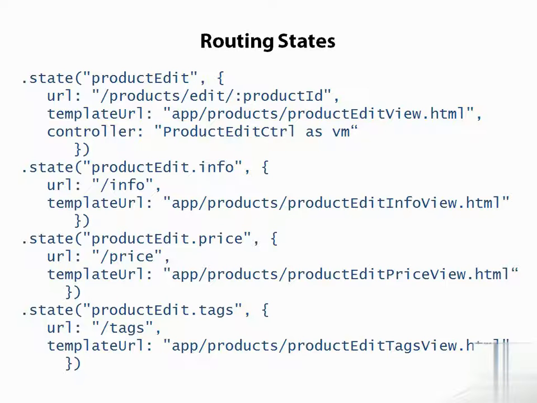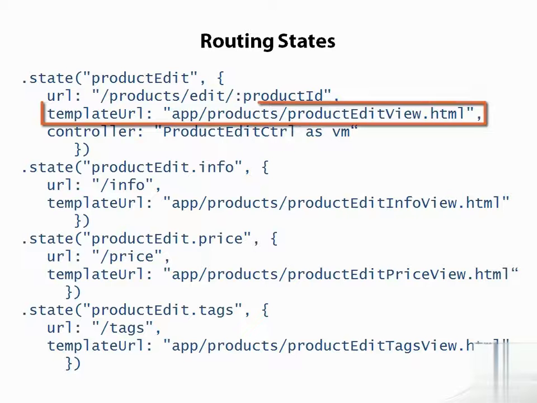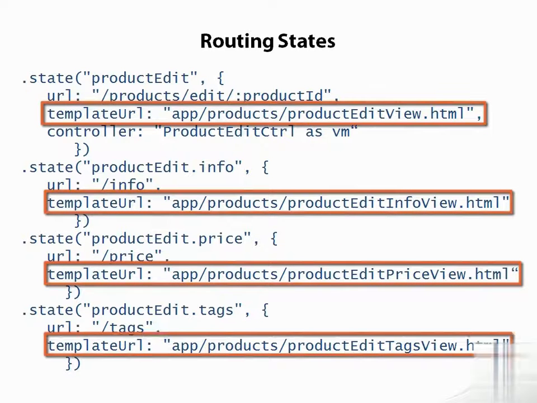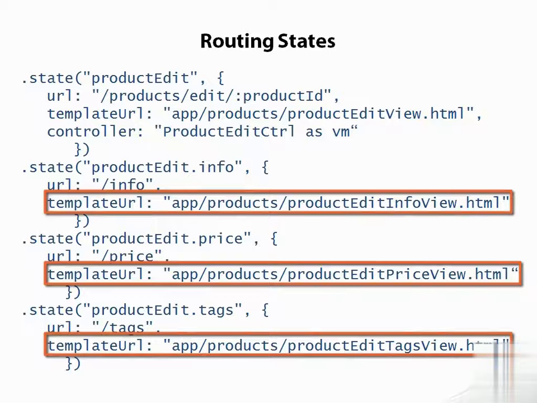To try out these nested states, we need to create the associated edit view templates. Each template is specified with a template URL property. We'll create the actual data entry forms in the next module. For now, let's just create the edit view template files with some hard-coded text. That way we can test out the routing. So let's create each of the 3 nested view templates next.